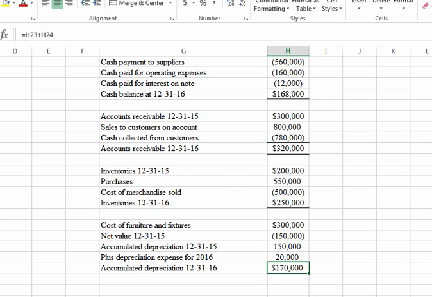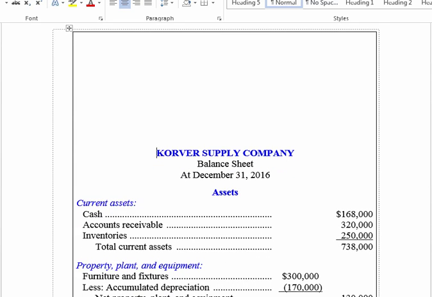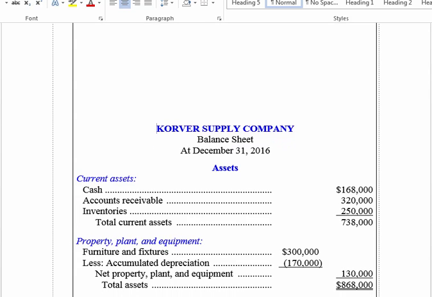Now let's see what that looks like on the balance sheet. We got our furniture and fixtures at $300,000, less accumulated depreciation of $170,000. That gives us net property, plant, and equipment of $130,000. We'll add that to total current assets, and we get total assets of $868,000. All right, now let's take care of the liabilities and shareholders' equity section.